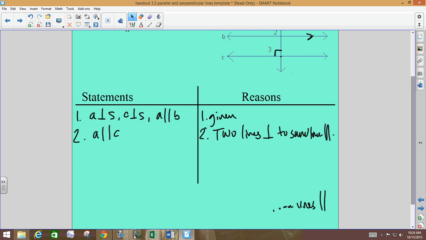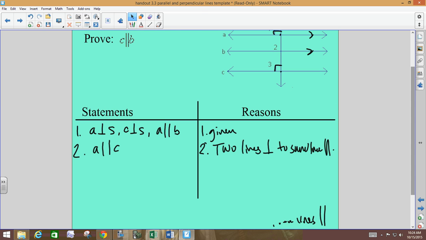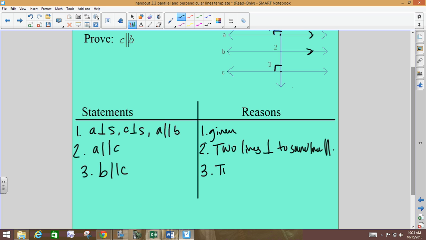So now, you guys, that's not what we're trying to prove. What do we try to prove? B and C are parallel, right? A is parallel to B, and A is parallel to C. If I have 2 lines, B and C, parallel to the same line, what does that say about those 2 lines? They're parallel. 2 lines parallel to the same line are parallel. Step 3, B is parallel to C. Why? 2 lines parallel to same line are parallel. Did we get to what we were trying to prove?